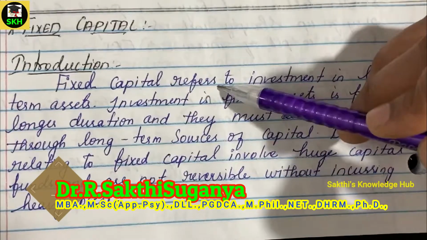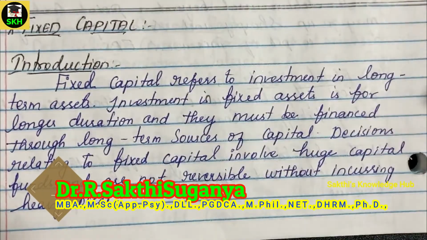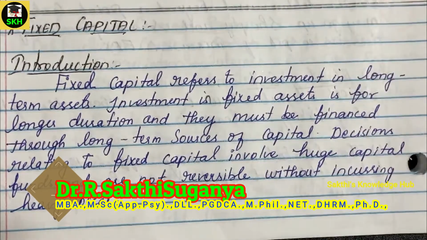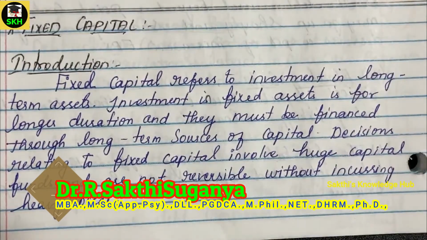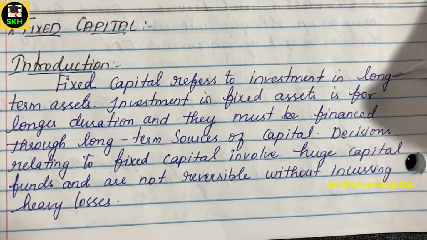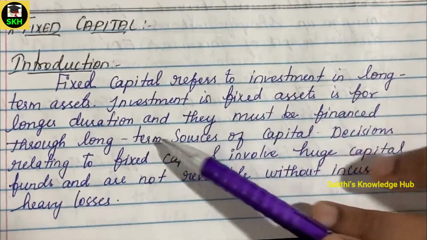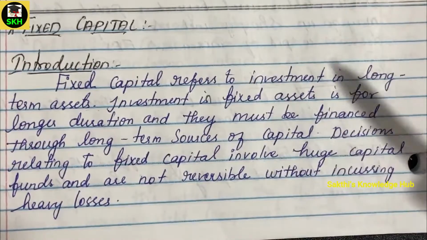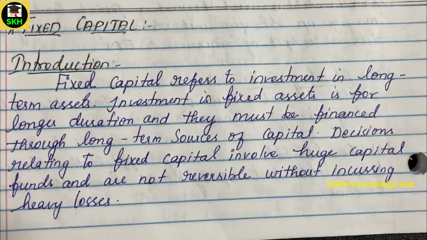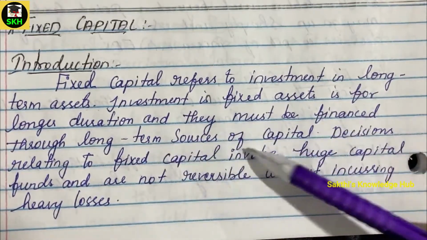Here, fixed capital means the investment in long-term assets. Whatever assets you are using which influence your business for a very long period, if you make an investment for that purpose, that is called fixed capital. So any amount or fund which you use as an investment on a long-term basis for a long-term asset. The investment in fixed assets is for a very long period, more than a year or maybe a decade, depending on the nature of business. They must be financed through long-term sources of capital.